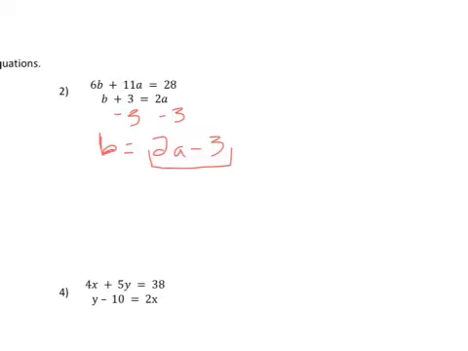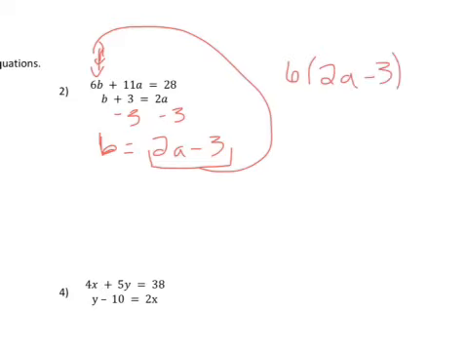place. So what I'm going to do is look at the first equation, the one that we haven't used yet, and I'm going to look for b's. Every time I see that b, I know that I can plug this 2a minus 3 in its place. So that's exactly what I'm going to do. So over here on the side, I've got 6 times, and now I'm going to plug my 2a minus 3 in for b, plus 11a, and then equals 28.